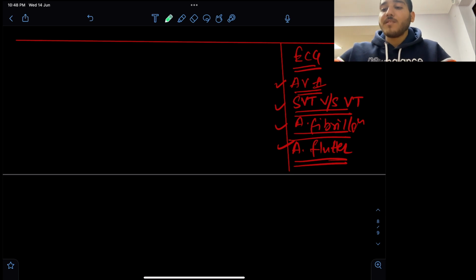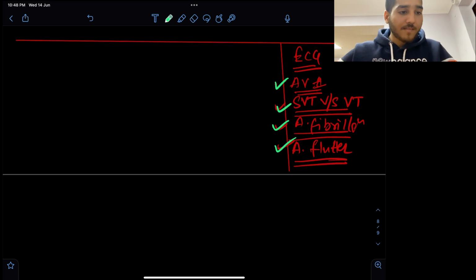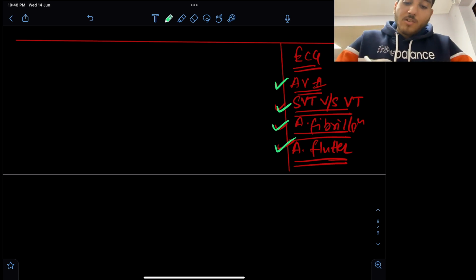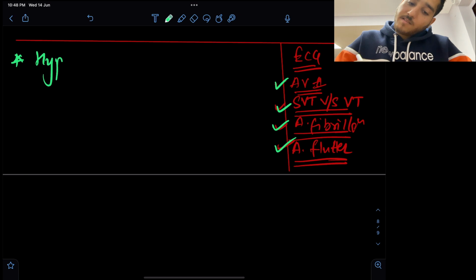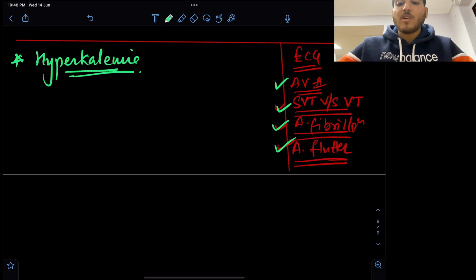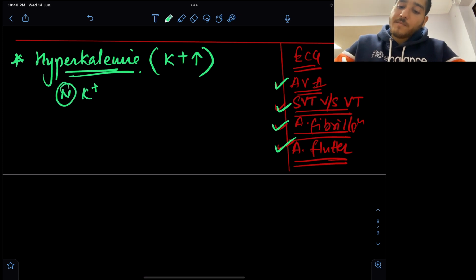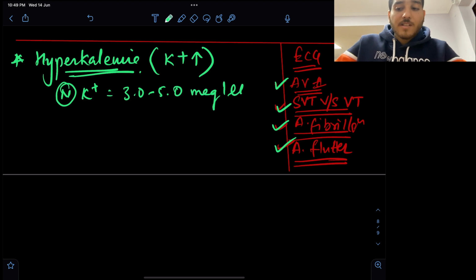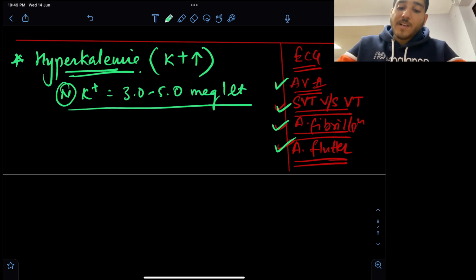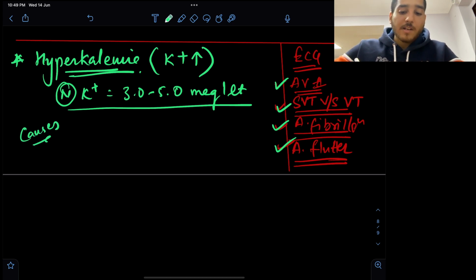So we have completed AV blocks, SVT, VT, atrial fibrillation, atrial flutter. Let's talk about hyperkalemia. Hyperkalemia means there's increased serum potassium levels. The normal potassium levels are 3 to 5 milliequivalents per liter. If they are increased, what can be the causes of hyperkalemia?